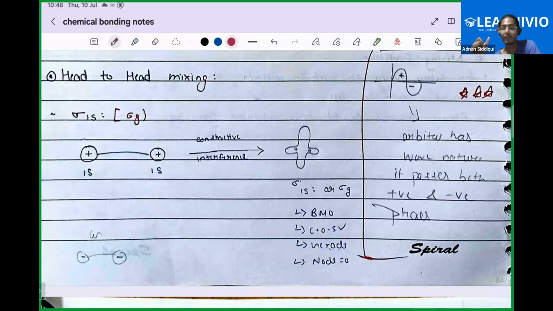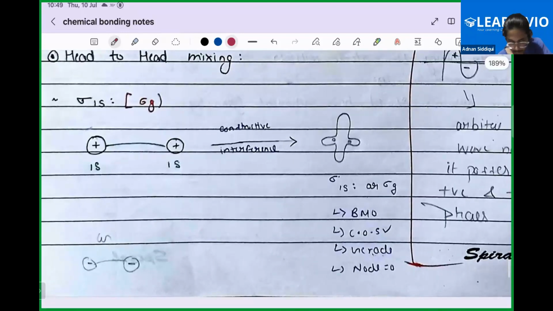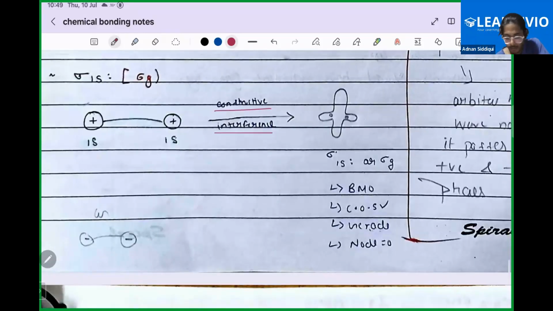If we are merging it in that state, then the bonding which is arising is constructive bonding. They will merge. This is constructive interference, and because of this, the bond which is going to arise is sigma 1s. When you are merging two atomic orbitals and you are considering the positive phase, the bond which will arise is the sigma 1s bond, the bond which is in lower energy.